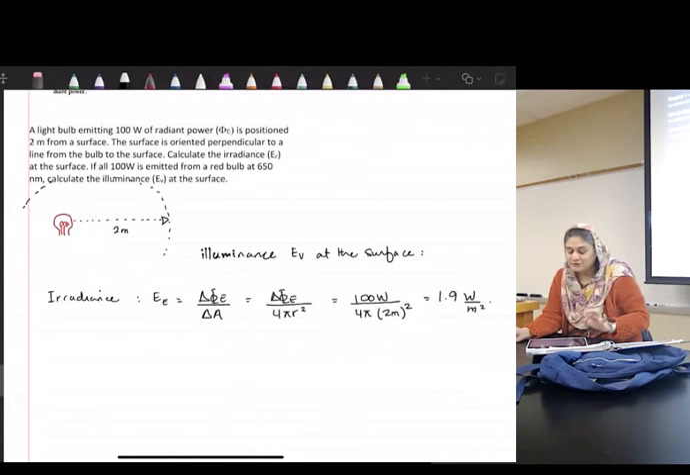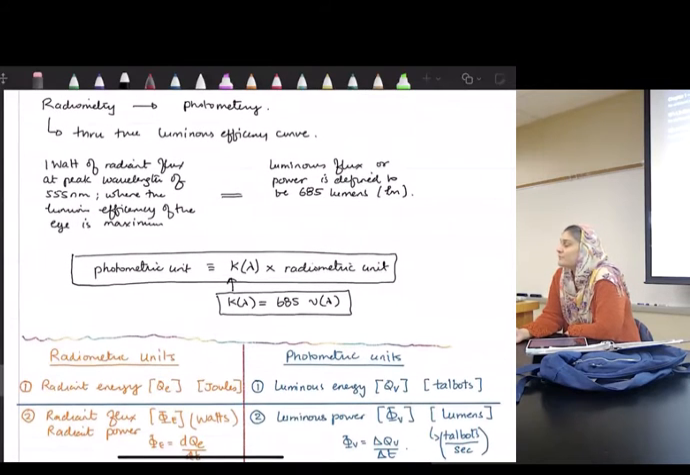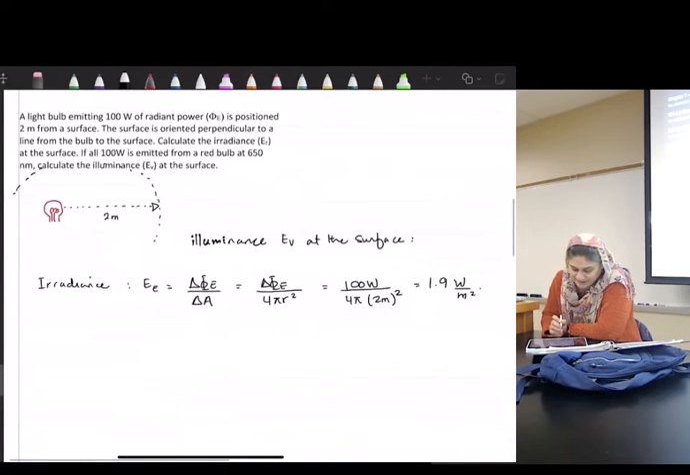Okay, now how do I go from my radiometric unit to my photometric unit? This is where that formula is going to come in handy. I have my radiometric unit, and I also know that all I have to do is figure out where my irradiance lies and figure out what my V lambda is. So I'll show you how to do that.